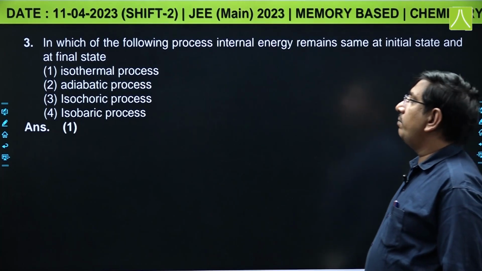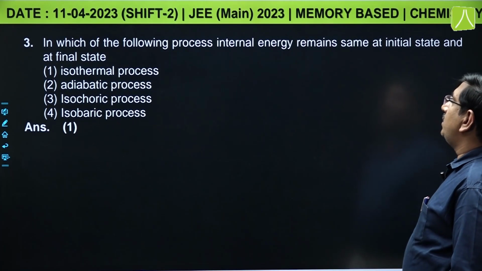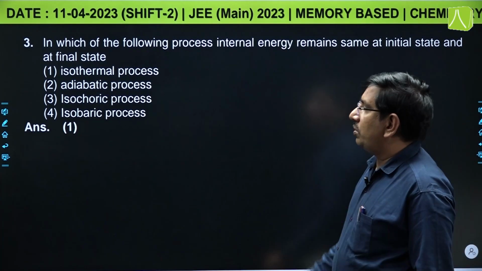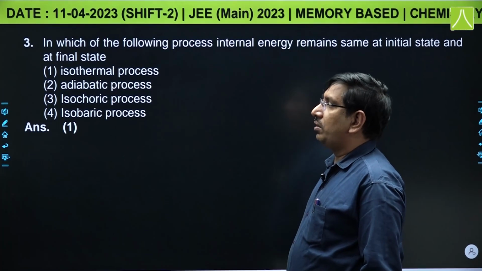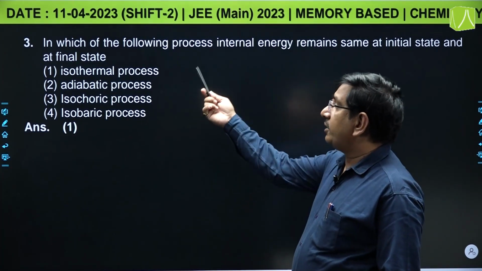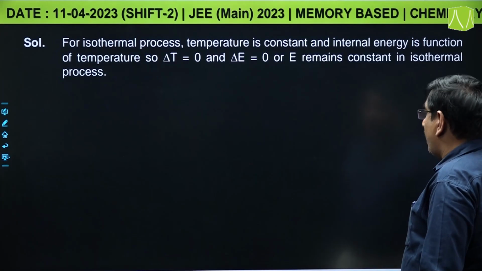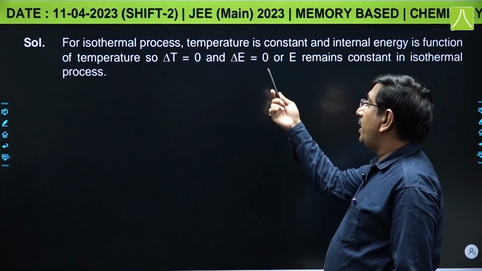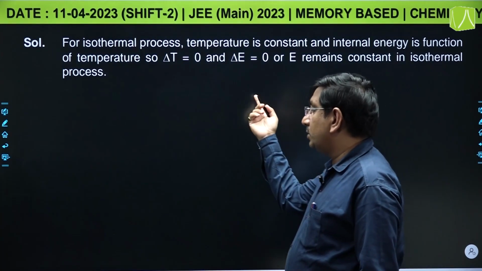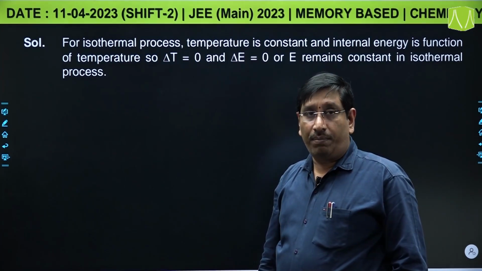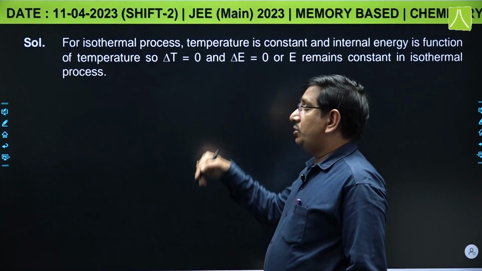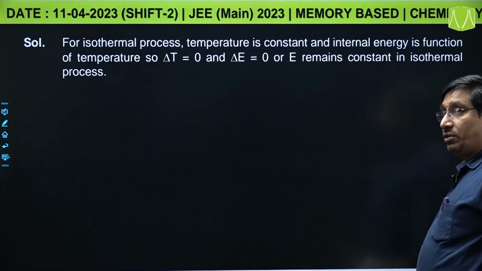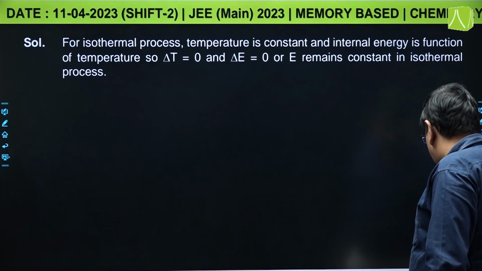Next, in which of the following processes does internal energy remain the same at initial state and final state? Here isothermal, adiabatic, isochoric and isobaric processes are given, and in the isothermal process the delta T value is 0, temperature constant. So, delta T is 0, delta E will be 0 because internal energy is a function of temperature. Delta E is 0, that means change in internal energy is 0. So, initial and final state internal energy remain the same.